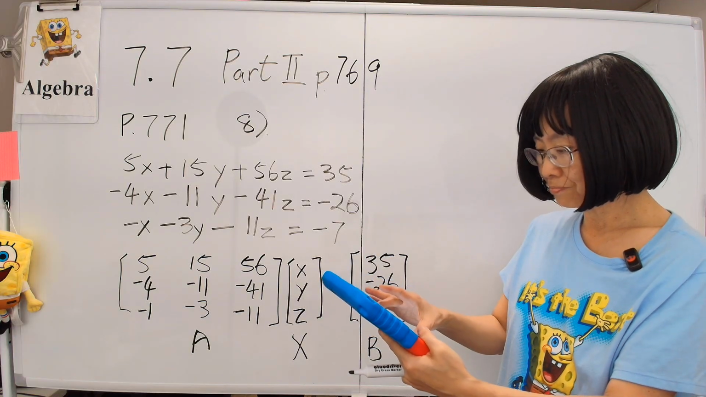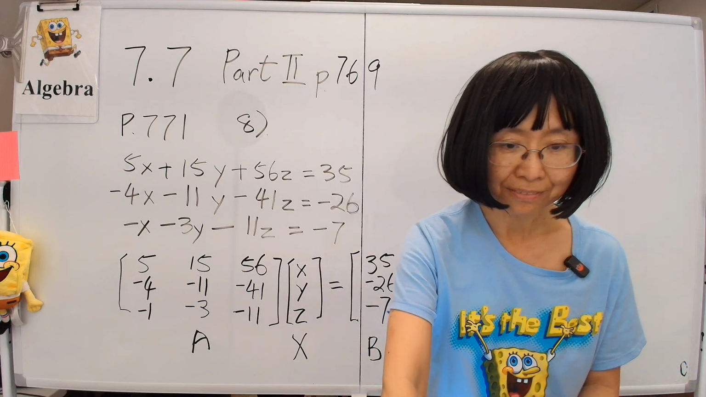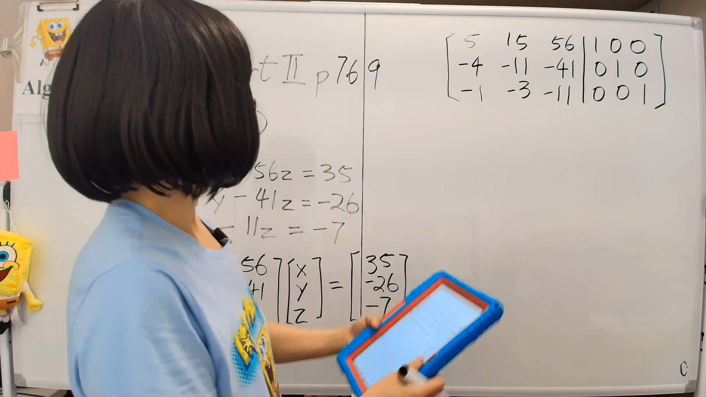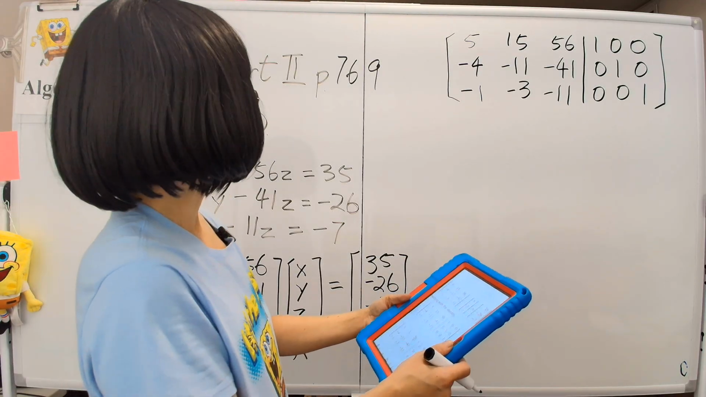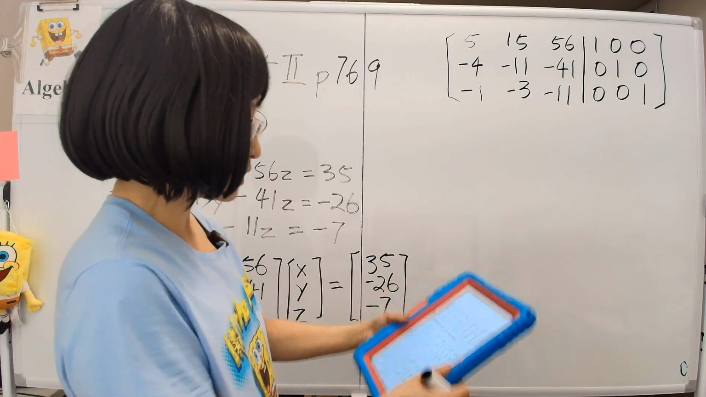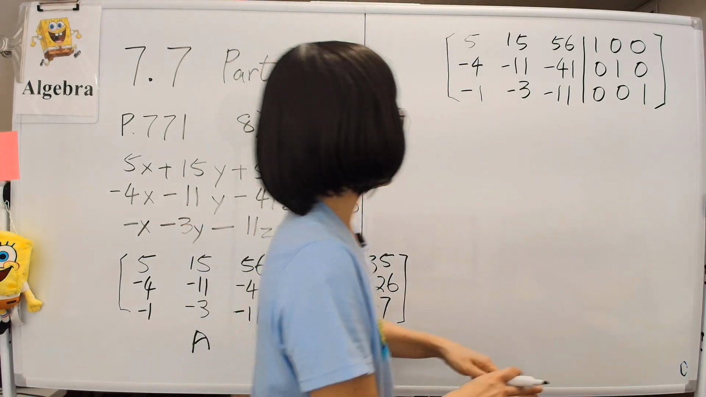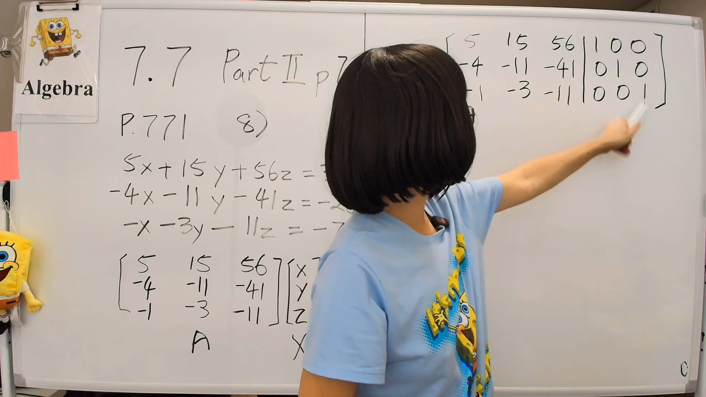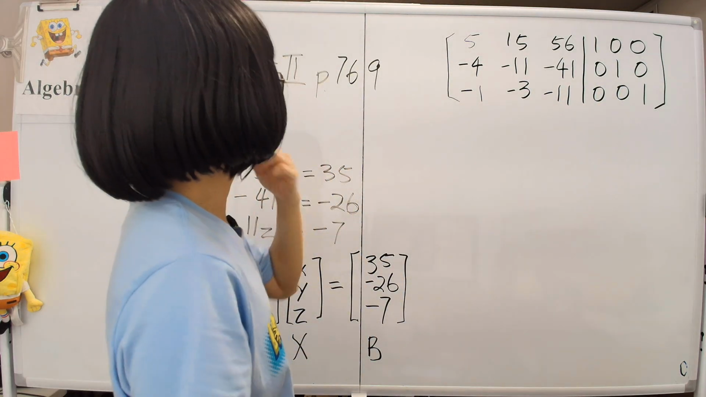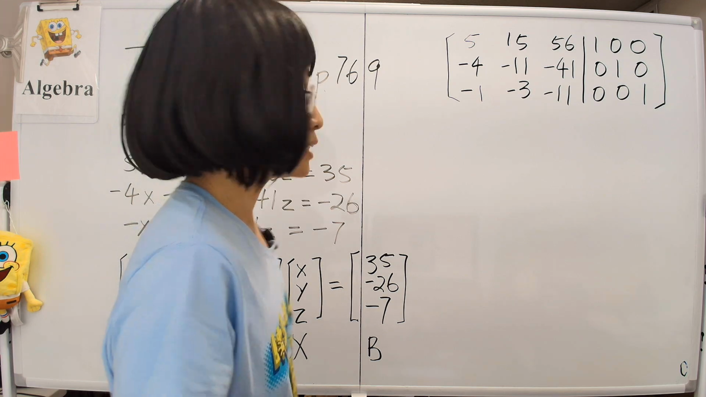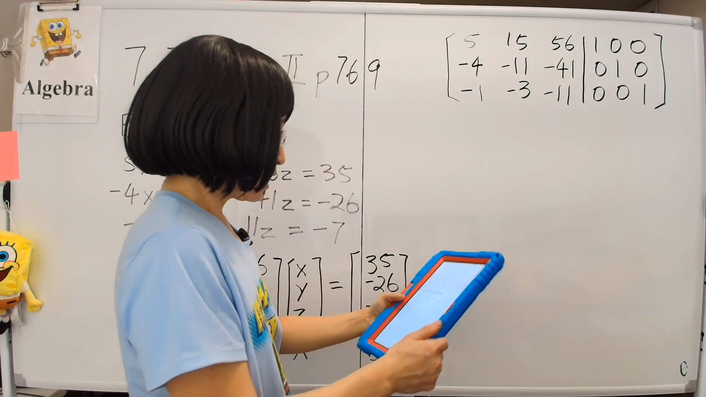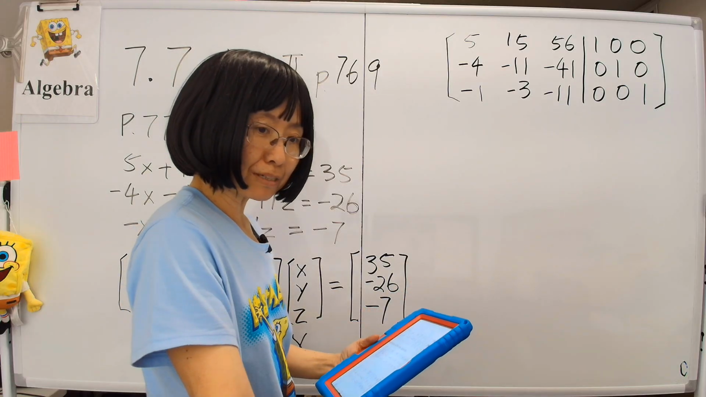So I need to do that. Let me copy that down. So I have a copy down here. Let's make sure I didn't write anything wrong. Okay, so 5, 15, 56, minus 4, minus 11, minus 41, minus 1, minus 3, minus 11. And with the identity matrix means going down the diagonal is all 1, everything else is 0. All right, so we need to now do the tedious task. Let's see, I will follow what the book says.